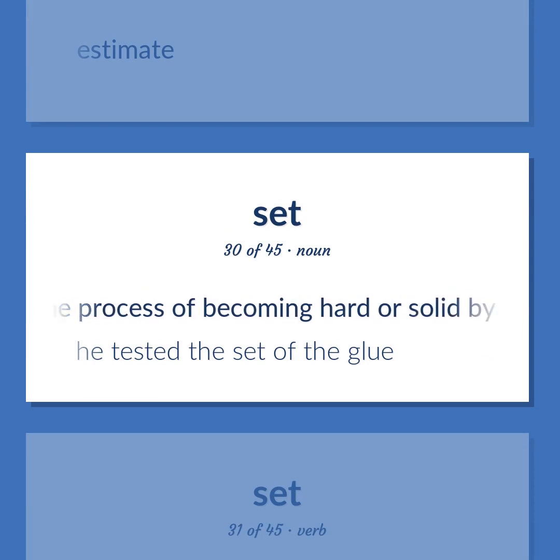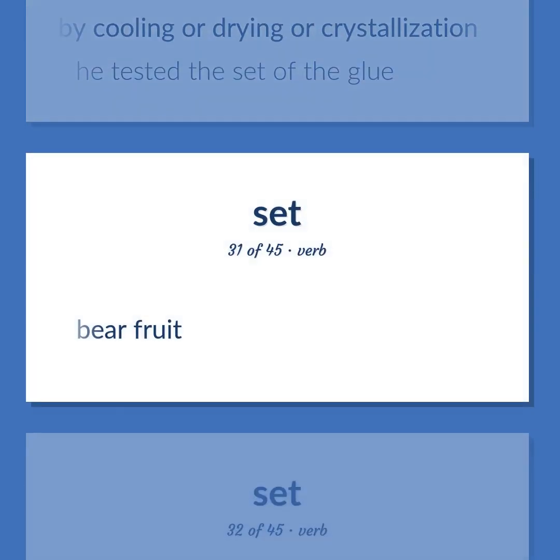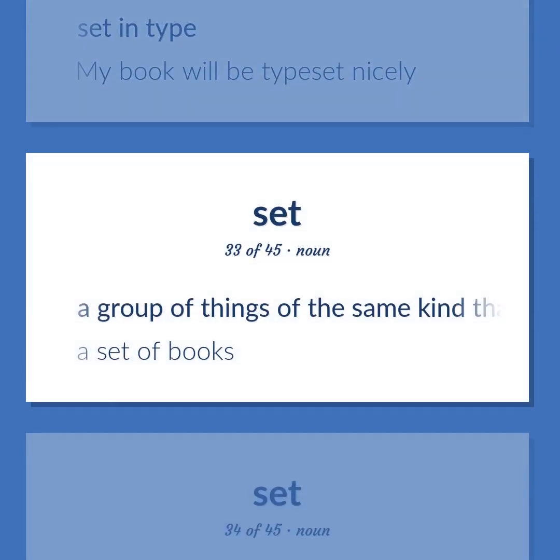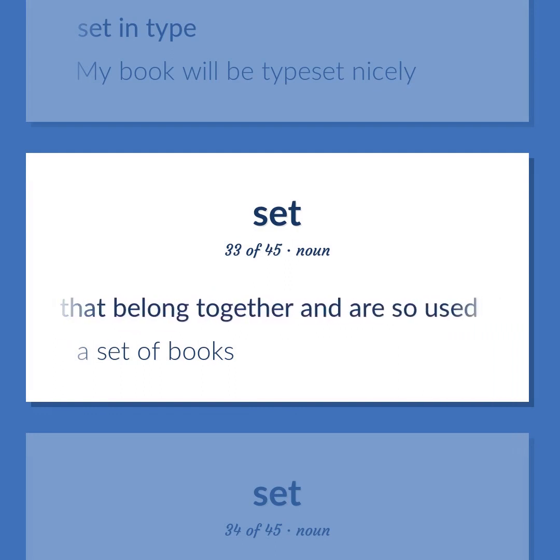The process of becoming hard or solid by cooling or drying or crystallization. He tested the set of the glue. Bear fruit. Set in type. My book will be typeset nicely. A group of things of the same kind that belong together and are so used. A set of books.